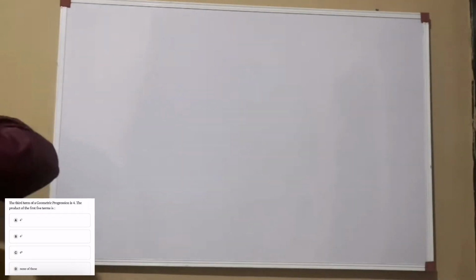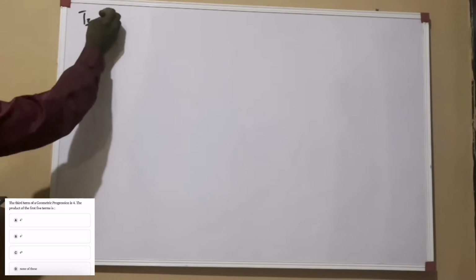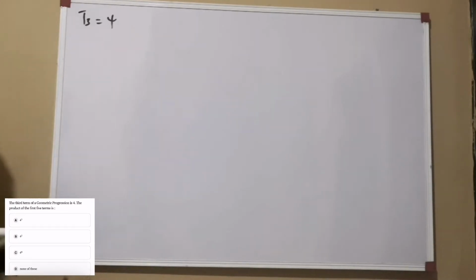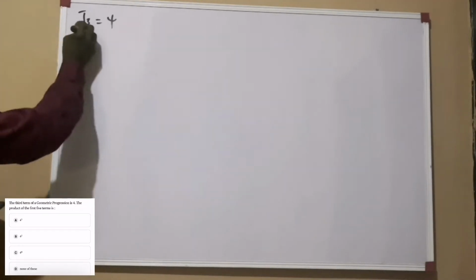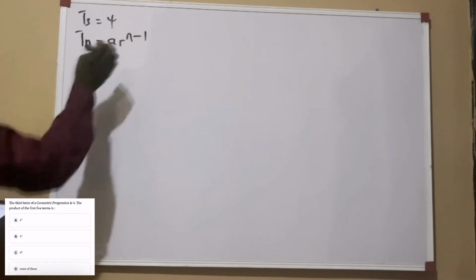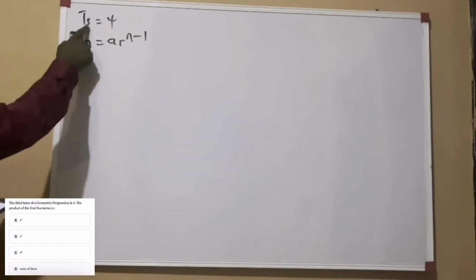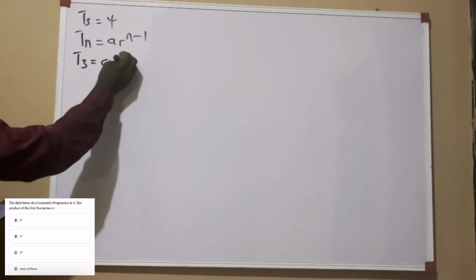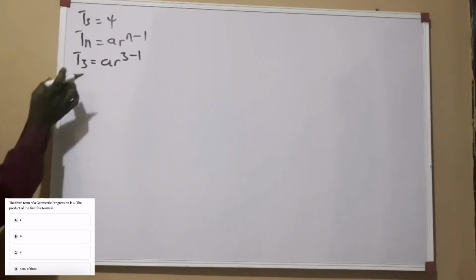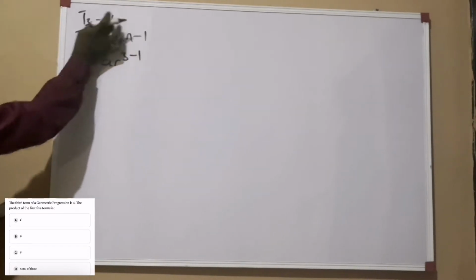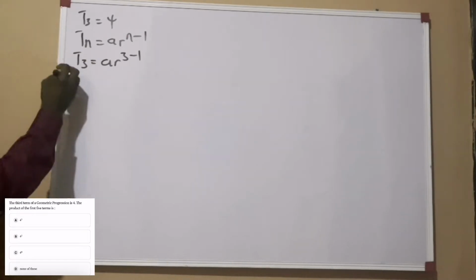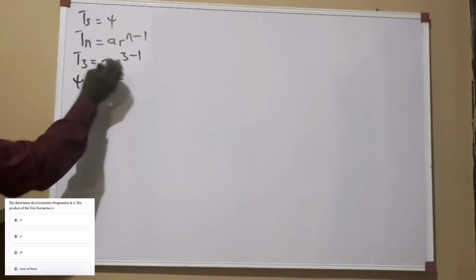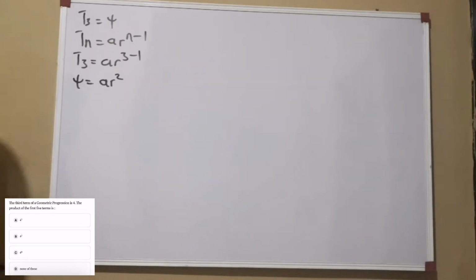Now, when you say the third term of a GP is 4, it means T3 is equal to 4. According to the formula for the nth term of a GP, Tn is equal to AR raised to the power of n minus 1. My number of terms here is 3, so I have T3 is equal to AR raised to the power of 3 minus 1. But the value for T3 was given as 4, so I'll substitute 4 for T3, and then I have AR raised to the power 2. And how did I get to 3 minus 1 is 2?